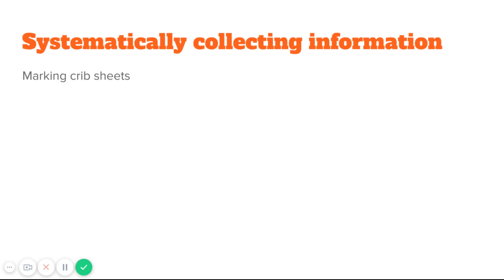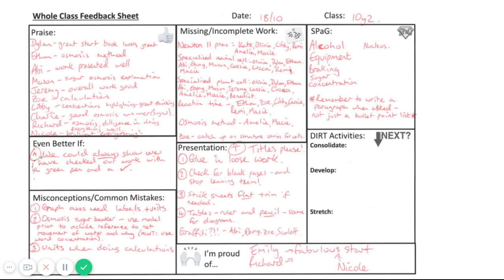So I just want to mention a couple of ways of collecting information about student learning. The first one is marking crib sheets. The first example here is quite a generic one. If you look at this, you can see how this is monitoring some of those things that would be considered a poor proxy for learning. The real useful part of this comes from the misconception and common mistake section. This is saying, look, I've identified these things in your books and I'm going to do something about them. And that's the power of this feedback.